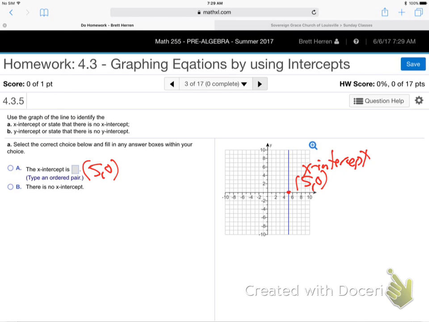Now, the next question is going to be, what is the y-intercept? Yeah, that is right. There is no y-intercept. Everybody see that? It doesn't hit the y-axis, does it? That line is perfectly straight up and down. It never touches the y-axis, so there's no y-intercept. Good? Multiple choice.